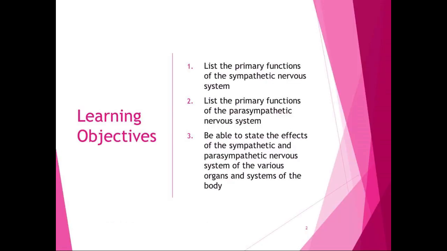So the 3 learning objectives are to list the primary functions of the sympathetic nervous system, list the primary functions of the parasympathetic nervous system, and to be able to state the effects of the sympathetic and parasympathetic nervous system on the various organs and systems in the body. So we'll talk about those. In this first introductory lecture, we're just going to talk about it, and then in the second part, we will address these 3 things specifically.